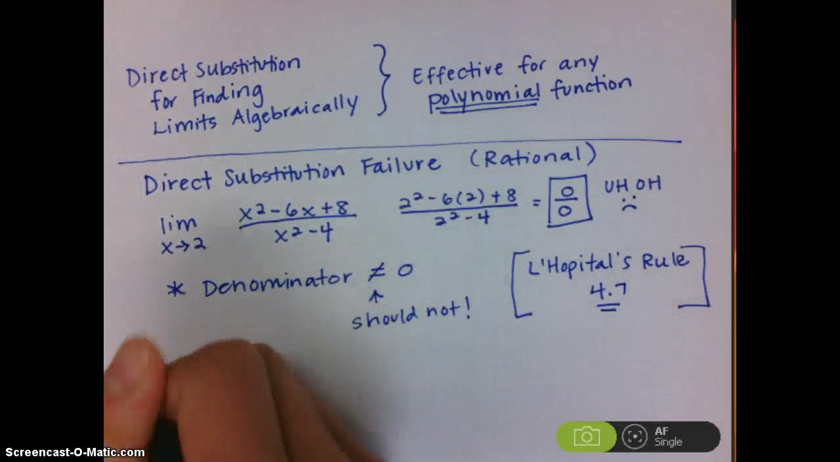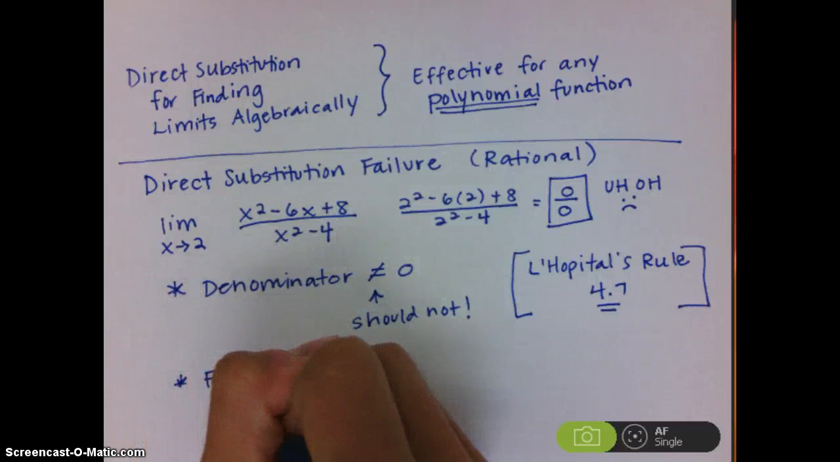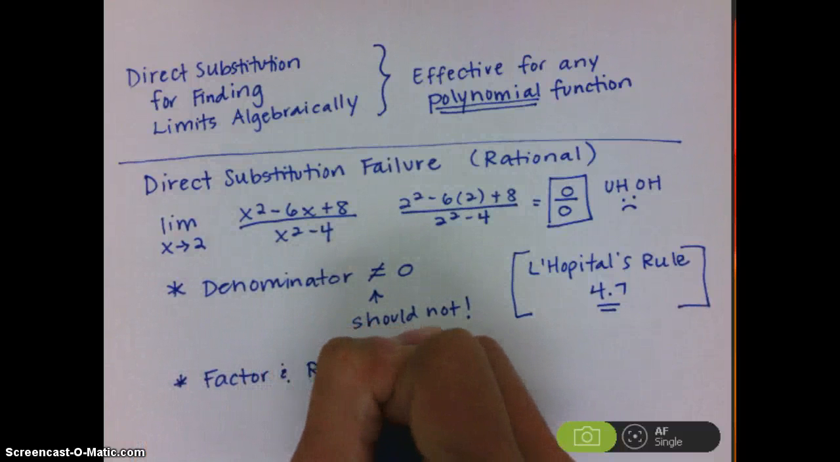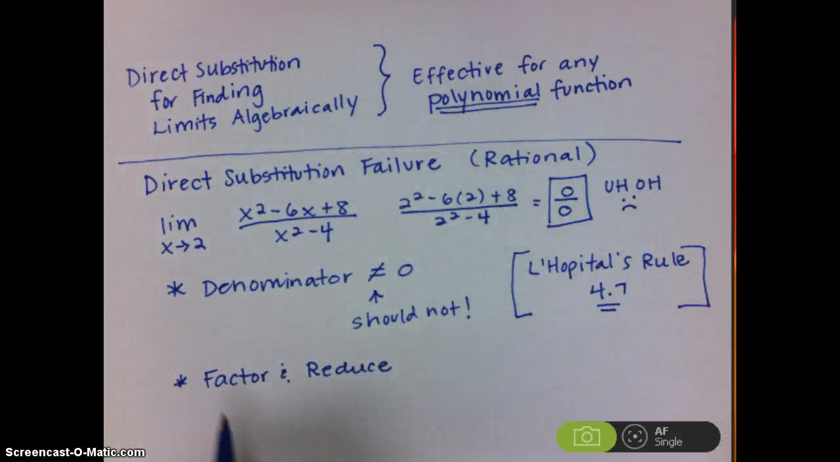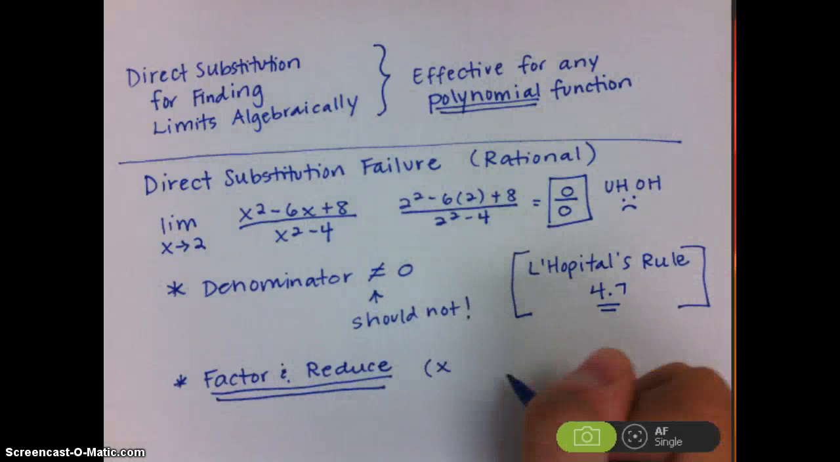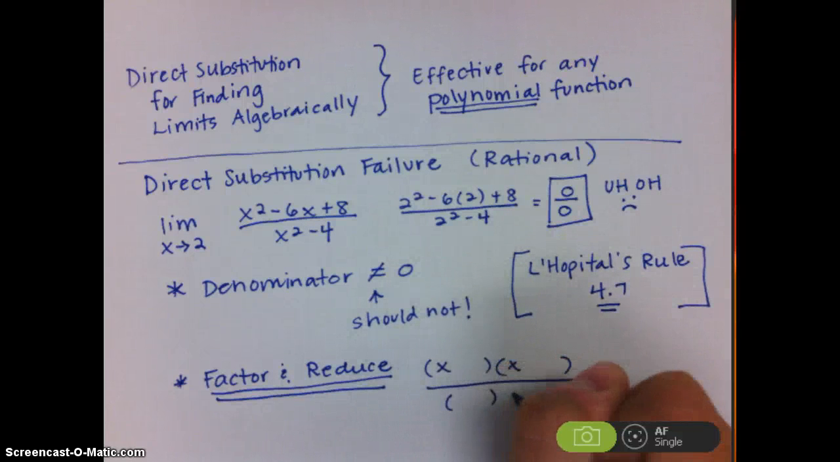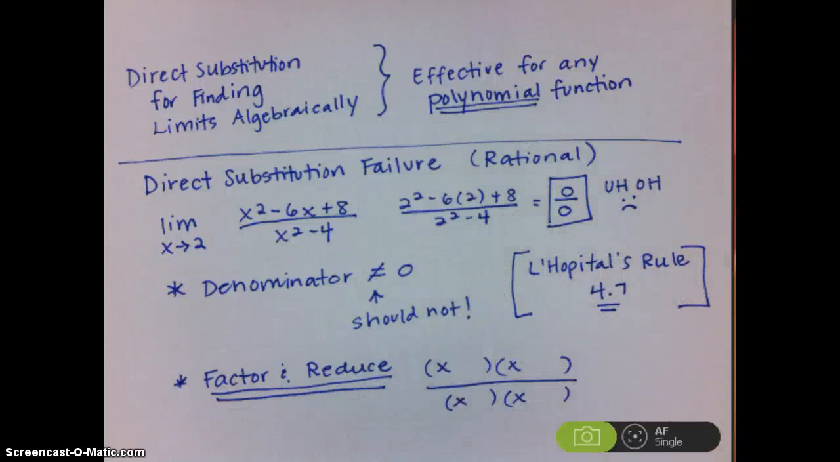So instead, what we're going to do is take this rational function and see if we can factor it and then hopefully cancel a factor. So this is the technique we're going to use whenever we end up with a denominator equaling 0. We're going to try to factor it and reduce it. So if we refer back to this original rational function, we can factor the numerator and factor the denominator. Two different factoring techniques. Hopefully those are pretty fresh in your mind.